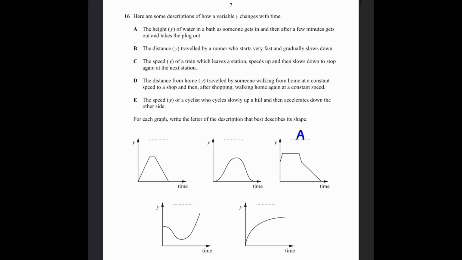Let's look at statement B. The distance, y, traveled by a runner who starts very fast and gradually slows down. So if he starts very fast, the time will be less, but the steepness will be more.